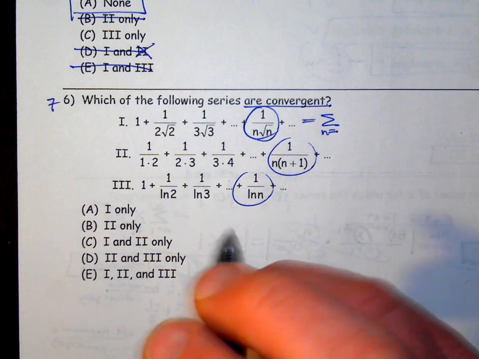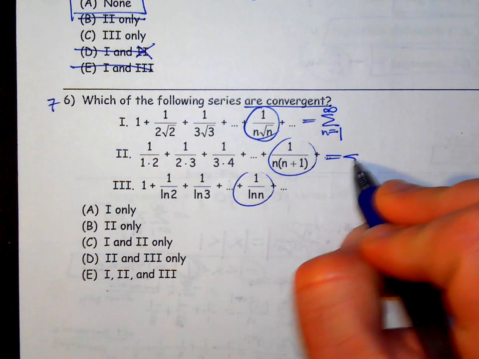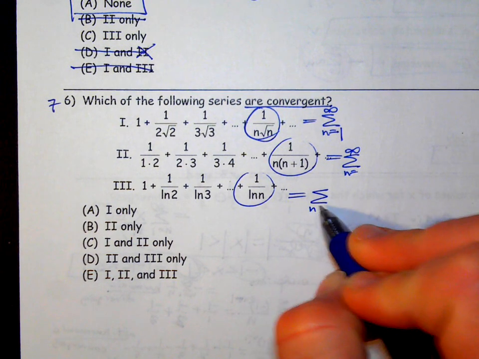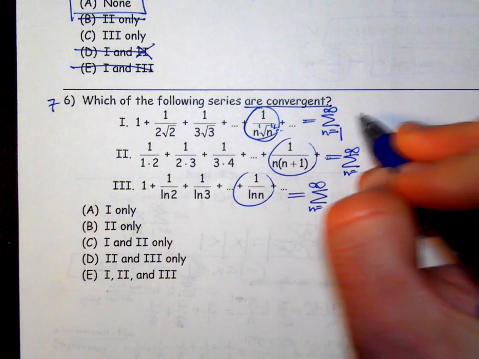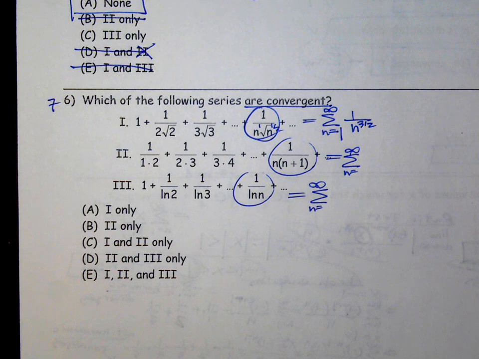n equals 1 is the starting value there. So I'm just going to write these. Now, this is n to the 1 and n to the 1/2. So that's 1 over n to the 3/2. And it passes the nth term test, which doesn't tell you much.